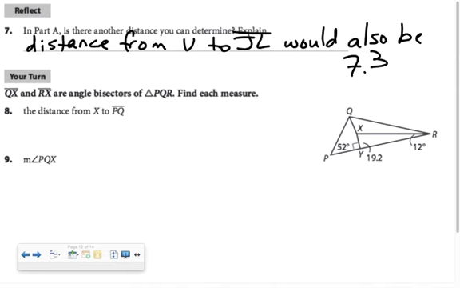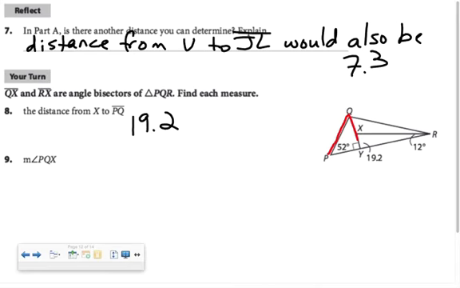Similar idea in this your turn example. I am given some measurements in this diagram. I'm asked in number 8 for the distance from X to PQ. So I'm told in the instructions that QX and RX are angle bisectors, and since they both have the point X in common, X must be the incenter, which means that the distance from X to each of the sides is all going to be the same. So the distance from X to PR is 19.2. So that means that the distance from X to PQ will also be 19.2.